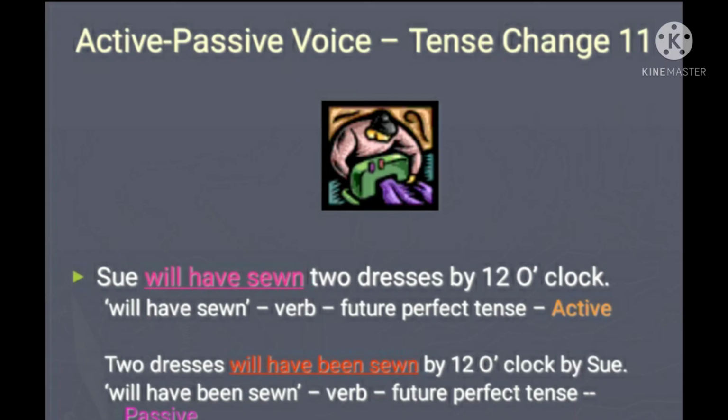The next example, Sue will have sewn 2 dresses by 12 o'clock. Will have sewn is the verb, that is will stitch, and it is the future perfect tense and it is in the active voice. So 2 dresses will have been sewn by 12 o'clock by Sue. Will have been sewn is the verb and it is in the future perfect tense. And what form is it? It is in the passive voice form.